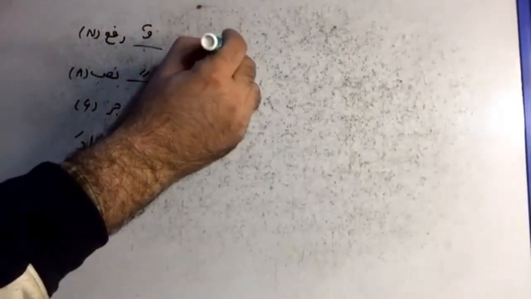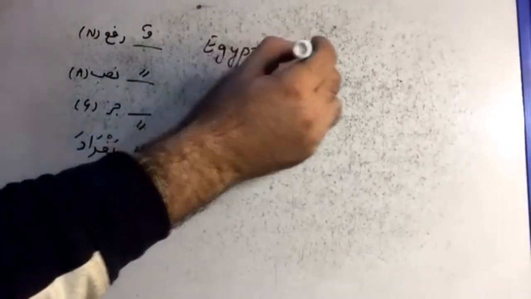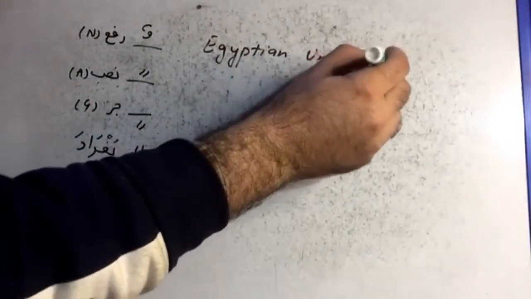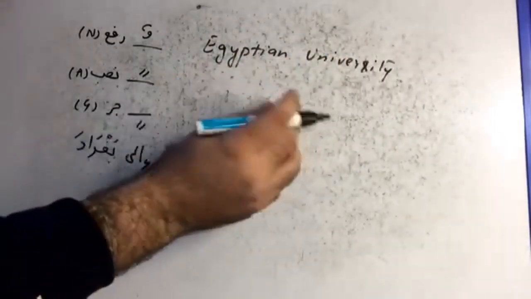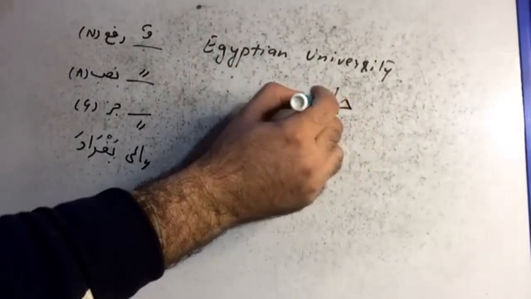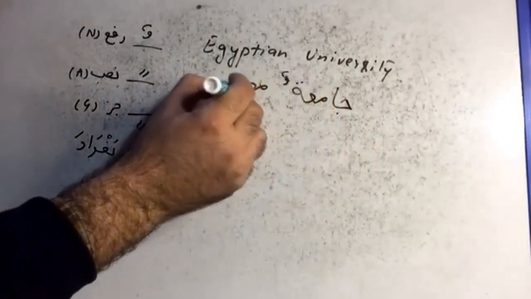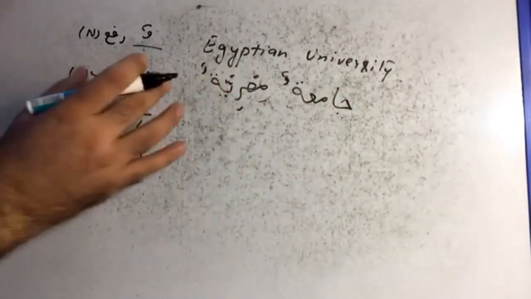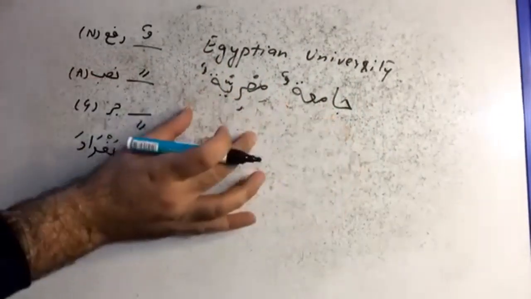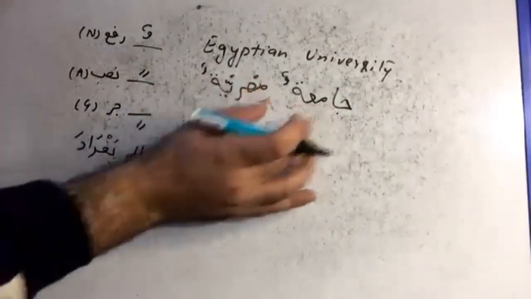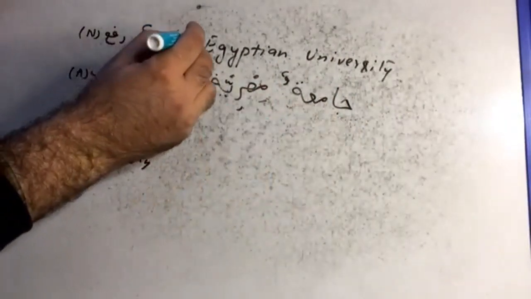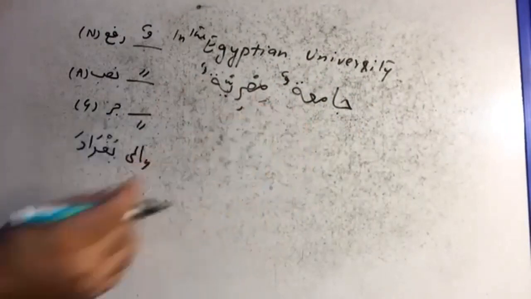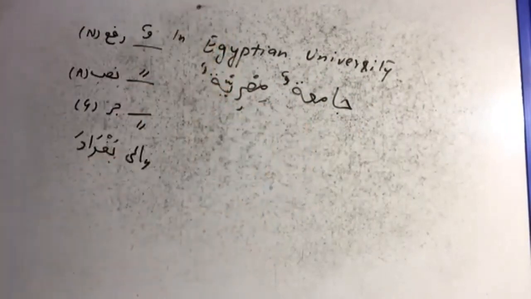So now, if I have to say Egyptian university, the university comes first. Jami'atun misriyatun, right? Because it's feminine, this is feminine. Egyptian university. Now, if I say in the Egyptian university, we'll do the indefinite first. It says in an Egyptian university, like this.